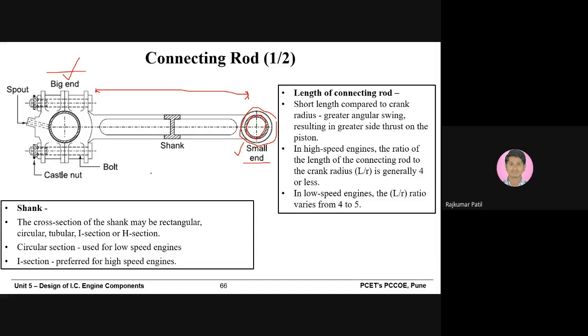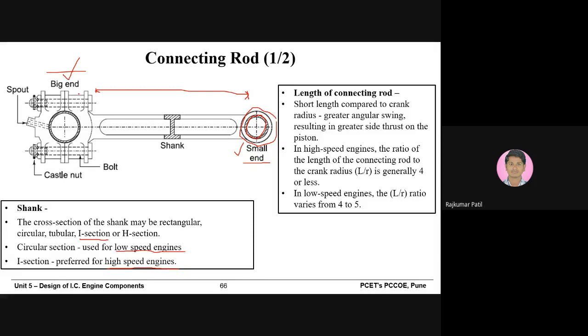Generally, the cross section of the shank is rectangular, circular, tubular, I section or H section. But in most applications, I section is preferred, whereas the circular section is used in low speed engines and I section is preferred in high speed engines. During the design of the connecting rod, we will discuss why I section is widely used in a variety of applications.